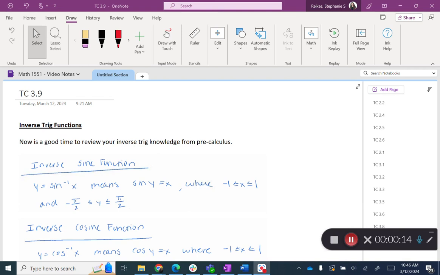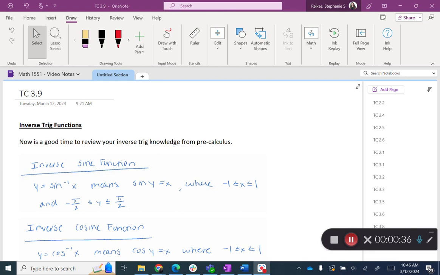Inverse sine. y equals inverse sine x means sine y equals x, where x is a value between -1 and 1, and y is a value between -π/2 and +π/2. All right, it's really important to remember that domain and range for inverse trig.